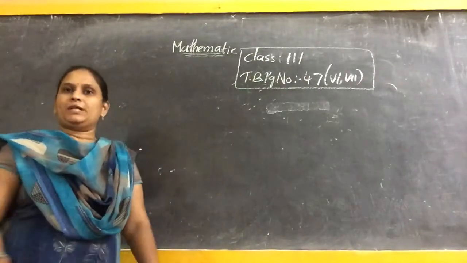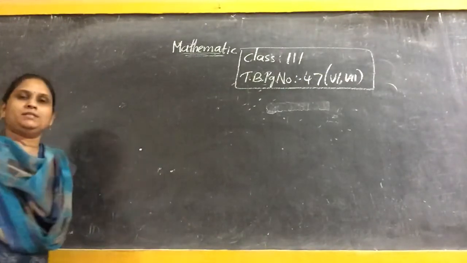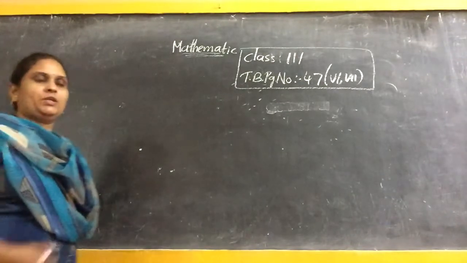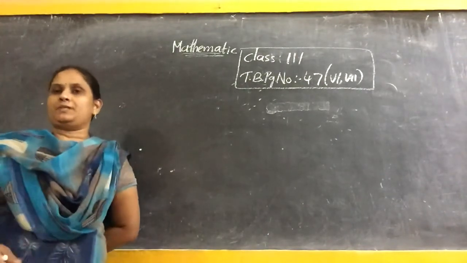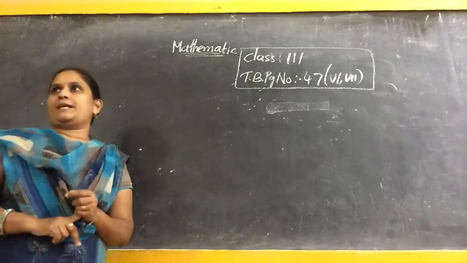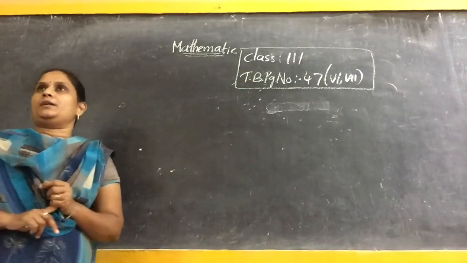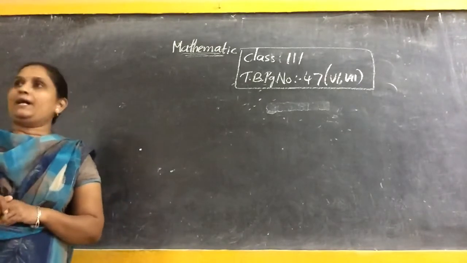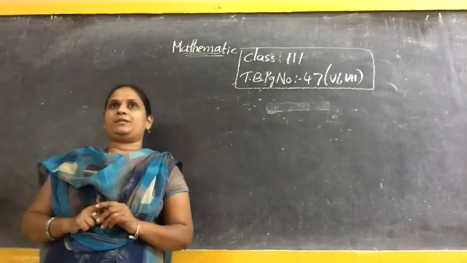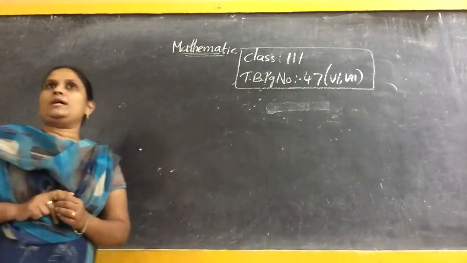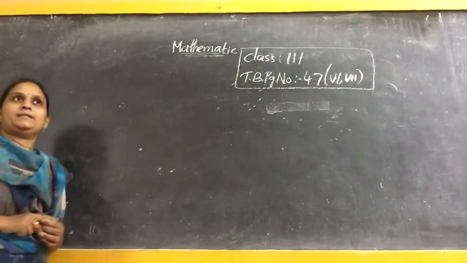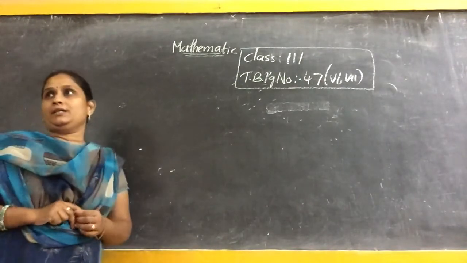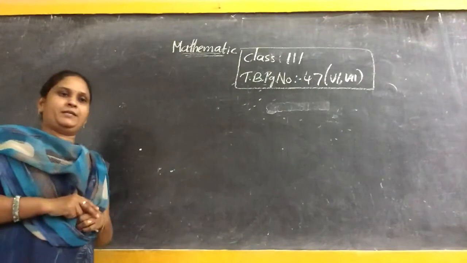Okay, so again we will continue our class. We are in the chapter 1 recap. In that recap, revision of numbers, writing words, writing figures, writing standard form and writing expanded form. All four sections are completed. And not only that, comparisons also completed, isn't it? So today I am going to explain arranging the numbers in ascending order and descending order.